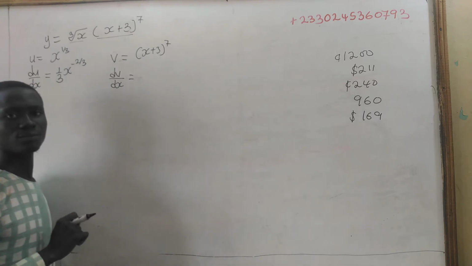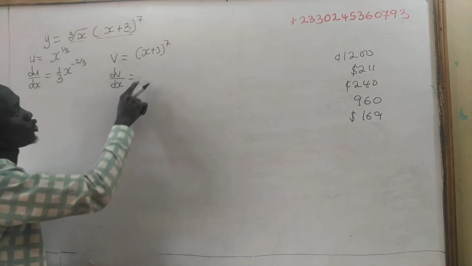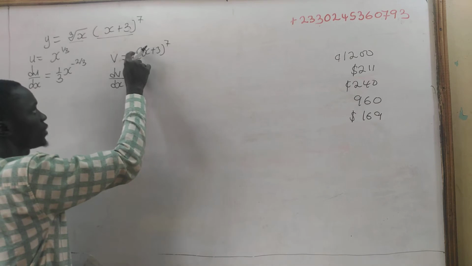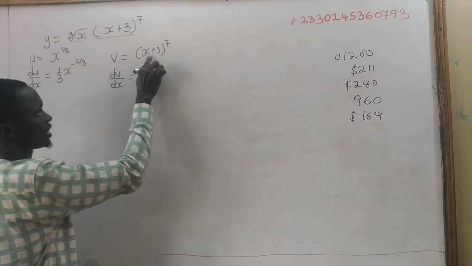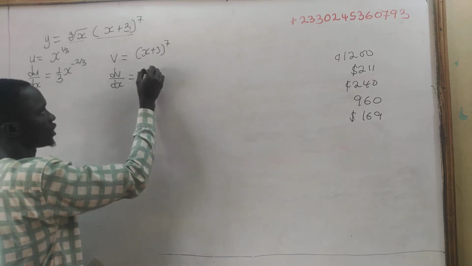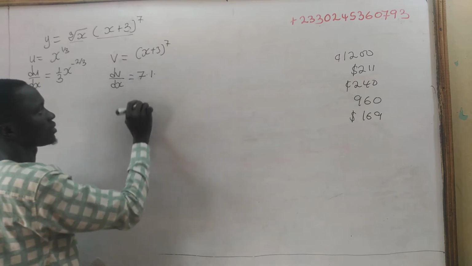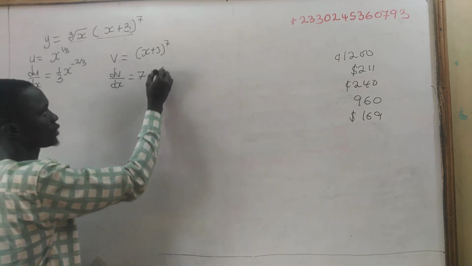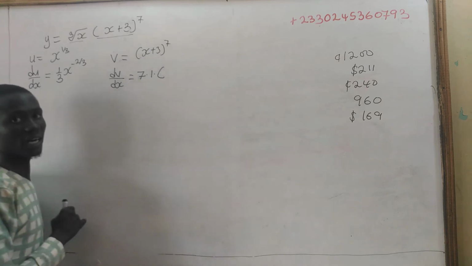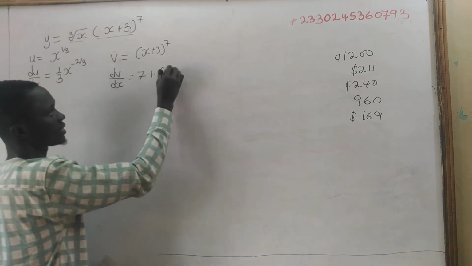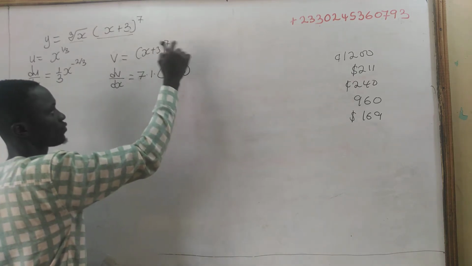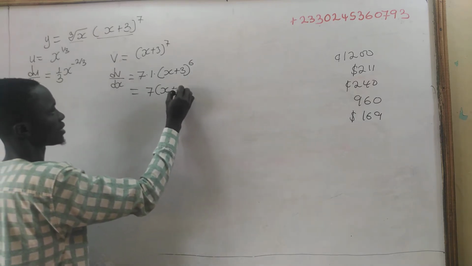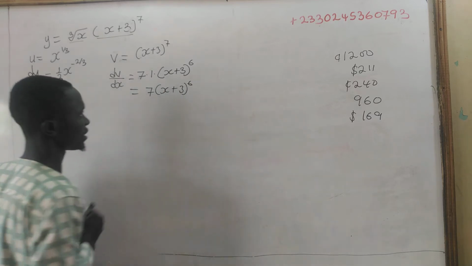if you have not watched my video on shortcuts for using chain rule, check the description for that. So this one, the shortcut, 7 will come in front. So 7. We differentiate what is inside here. If we differentiate x, you get 1. If we differentiate 3, you get 0. Then you multiply it by the original function, the inner one. So it is x plus 3. Then you subtract 1 from the 7 to get 6. So we are going to have 7 times (x plus 3) to the power 6.